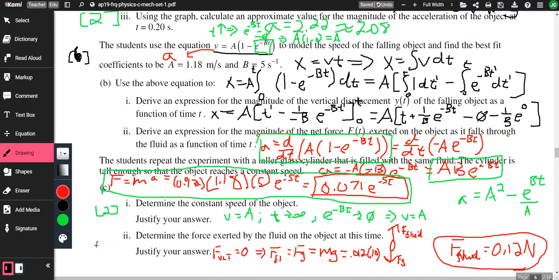This was a 2-point question as well, and you got 1 point if you made a comment about how the net force is equal to 0 whenever it's moving at a constant speed. It probably would help to mention that it's due to Newton's first law. And then basically saying that this means that these two forces have to be equal, therefore the fluid force is 0.12. And that was pretty much it for this first question.